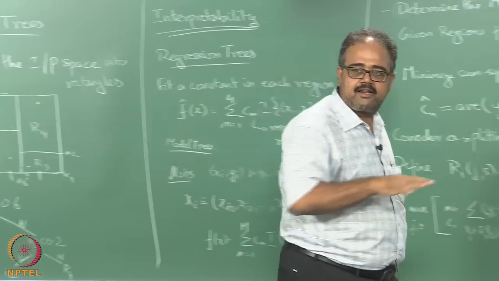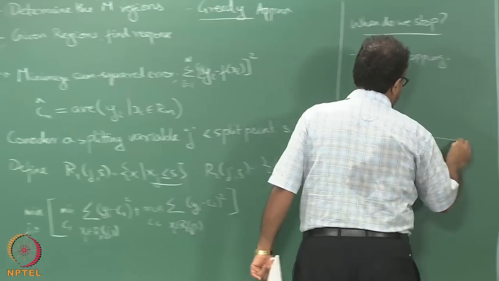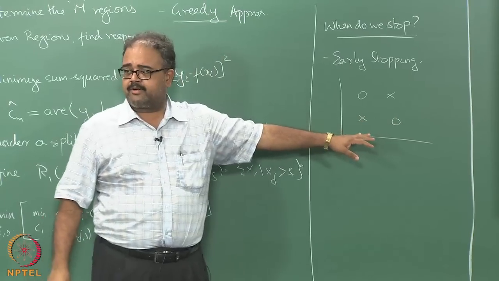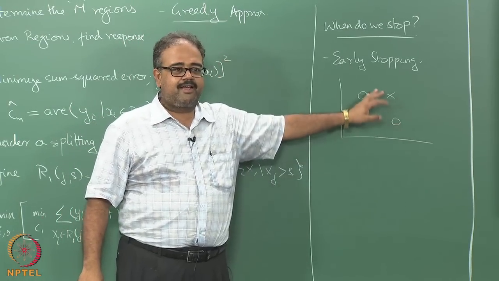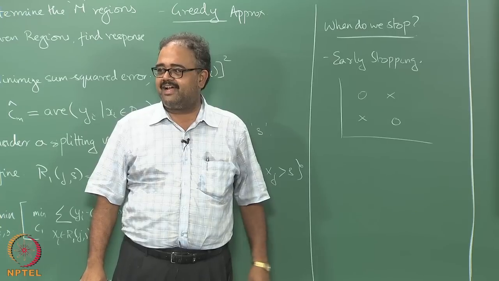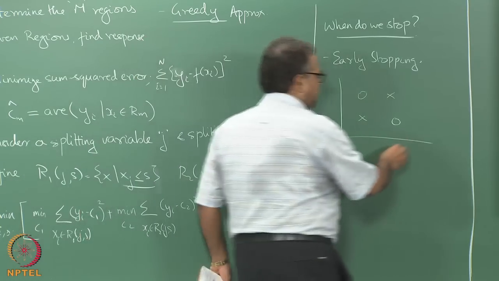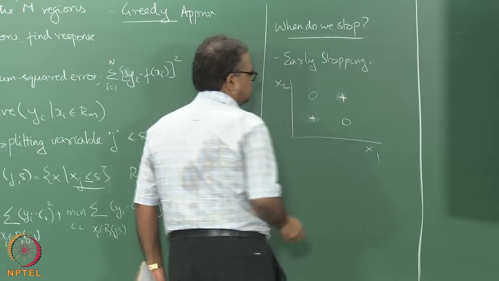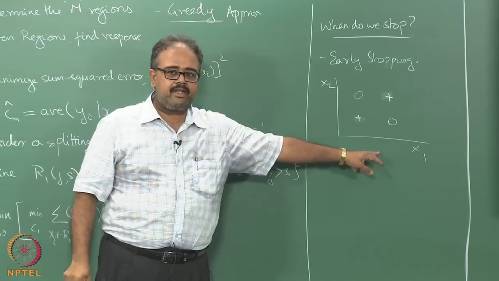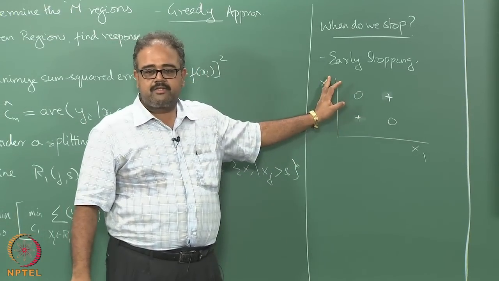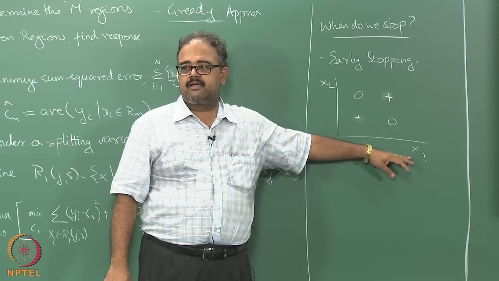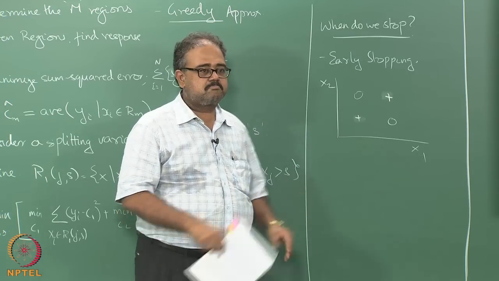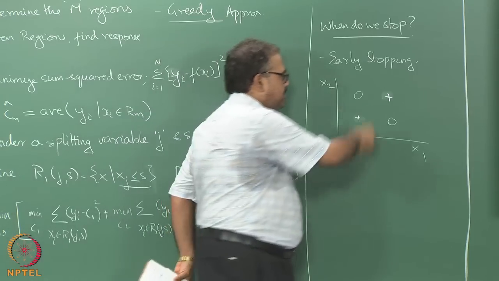So let us go back to XR. So this is not a classification problem, we are talking about regression. The X's have an output of plus 5 and the zeros have an output of minus 5, and you are trying to fit this. I can try to look at splitting it on X1. So I have X1 and there is X2. If I try to split on X1, what will I do? The only thing I can do is this.